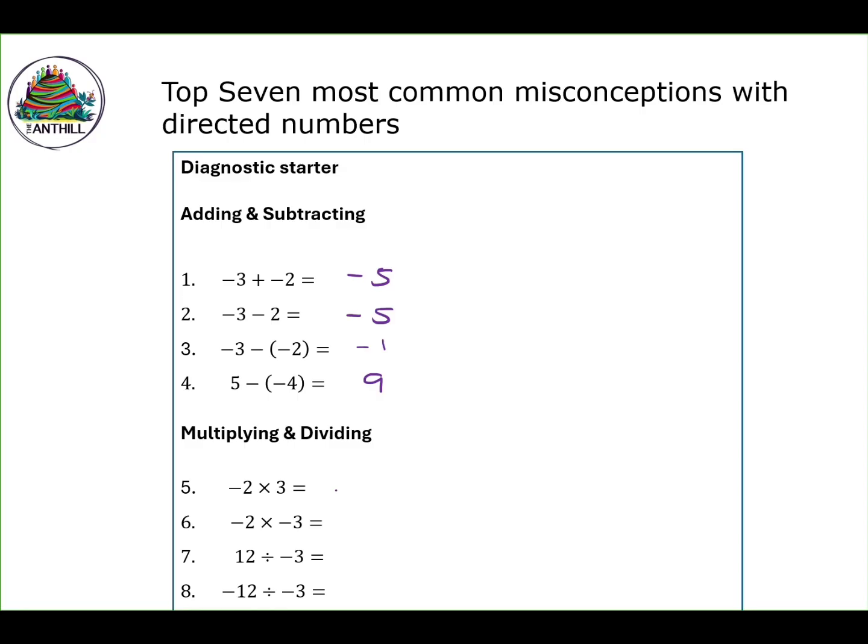Going on to the multiplying and dividing, so -2 times 3 is going to give us -6. -2 times -3 is going to be a +6, because remember, 2 positives or 2 negatives, they're going to give us a positive answer. Remember, that rule only applies to multiplying and dividing. And we've got 12 divided by -3 will be -4. And finally, -12 divided by -3 will be 4.